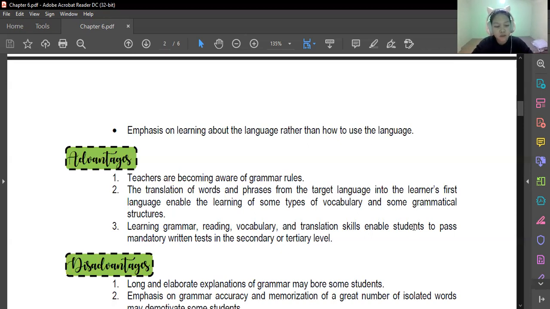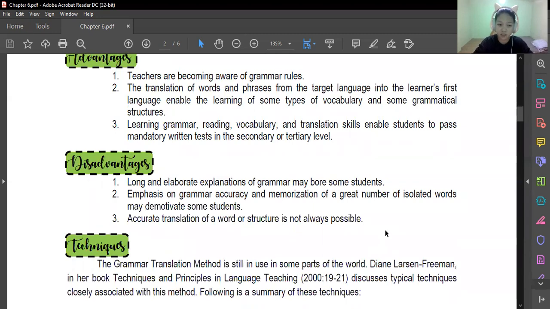Next, learning grammar, reading, vocabulary, and translation skills enables students to pass mandatory written tests in the secondary or tertiary level. There's a need for you to pass mandatory written tests like national achievement tests. So in that sense, you're good to go if that's the only way of assessment. But unfortunately, it's not the only way that you're going to be assessed. So that's where it falls short. That's why it also has its disadvantages.